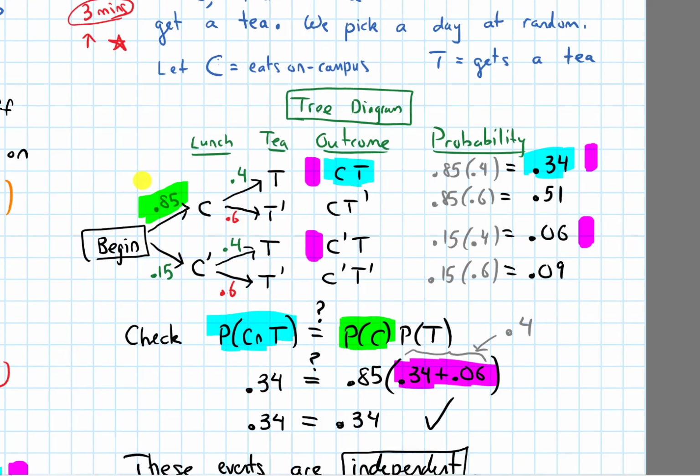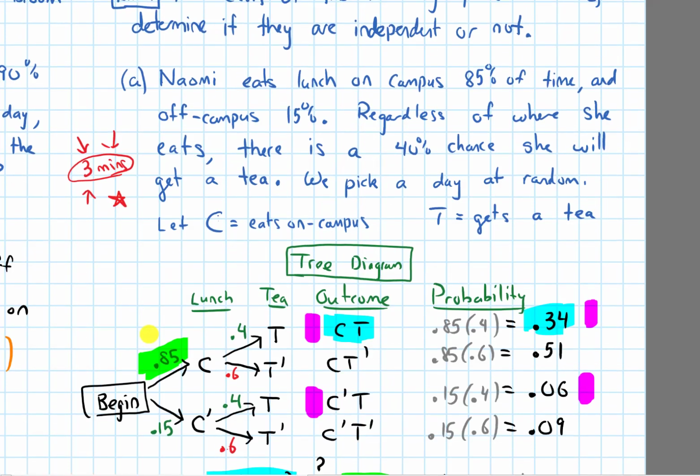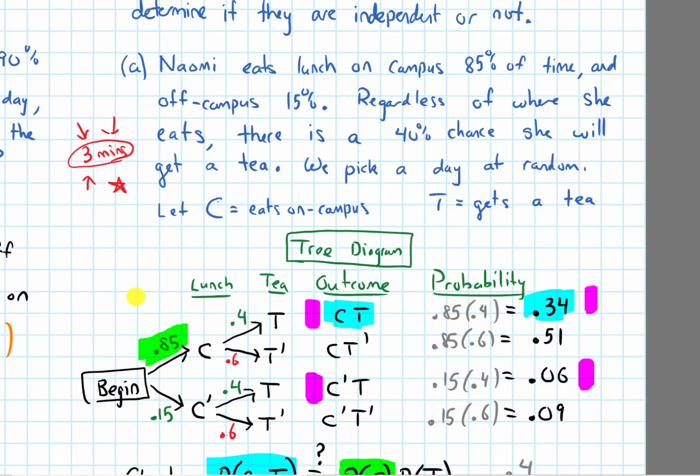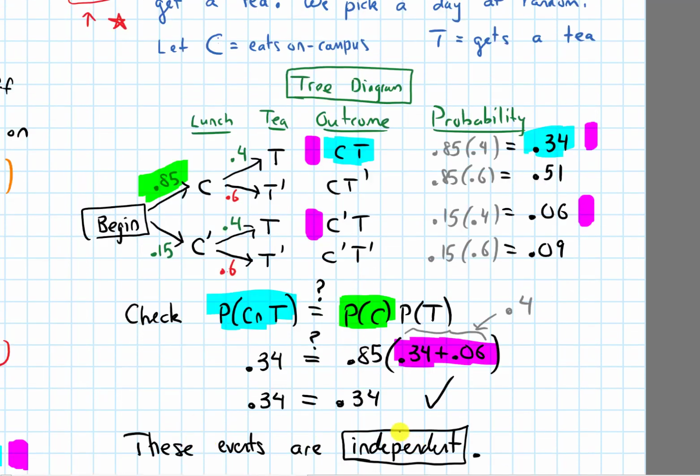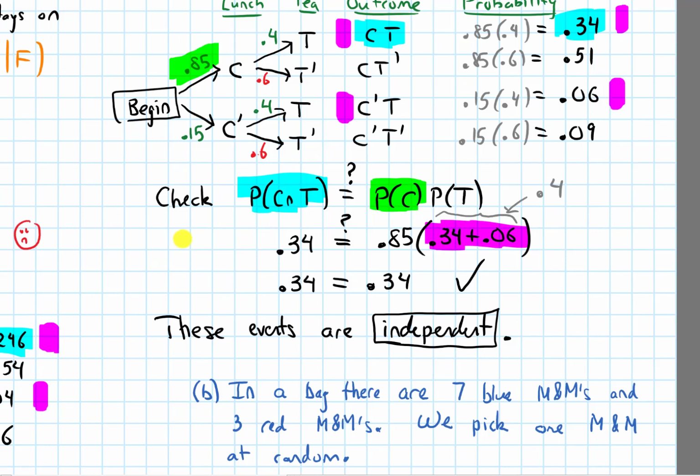Conceptually, this is my other note about this. One of the ways I could tell before even doing the test that these events are going to be independent is that independence, on a conceptual level, is whether one event occurring affects the odds of another event occurring. And in this problem it says regardless of where she eats, so whether she eats on campus or not on campus, there is still going to be a 40% chance that she will get a T. In other words, where she's eating is not affecting the odds of her getting a T or not, so I would expect them to be independent. So it's good that we got that they were independent while working this example out. All right, let's do one more part of this example.